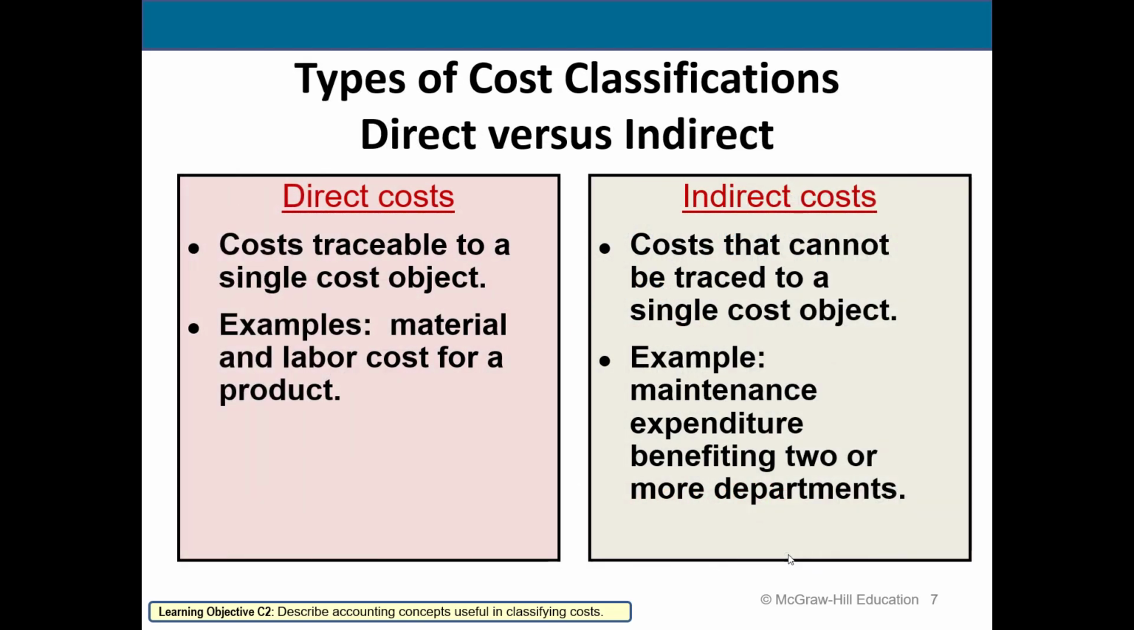We can also classify cost as either direct or indirect. A direct cost is traceable to a single cost object, and an indirect cost cannot be easily or cost beneficially traced to a single cost object. Examples of direct cost would include the materials and the labor in producing a product. Examples of indirect costs would include maintenance expenditures, which would benefit multiple departments.